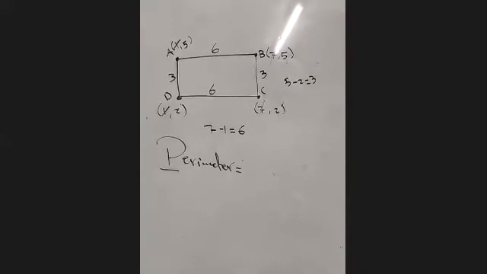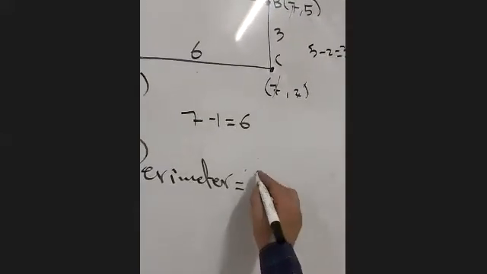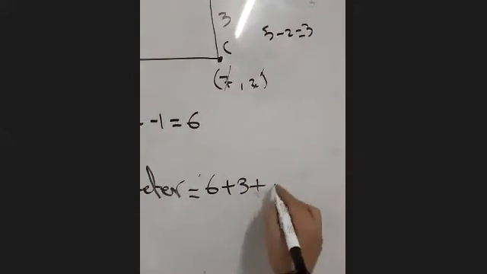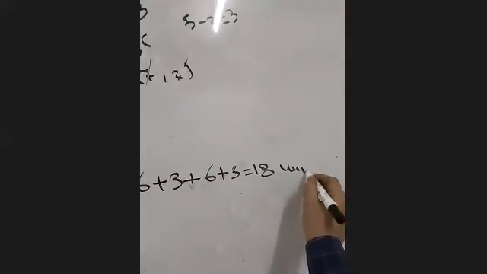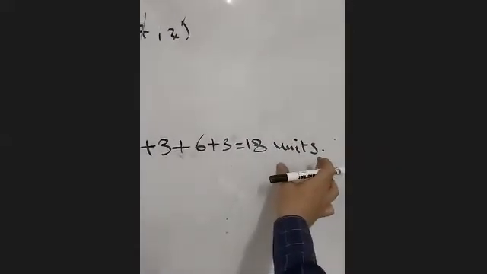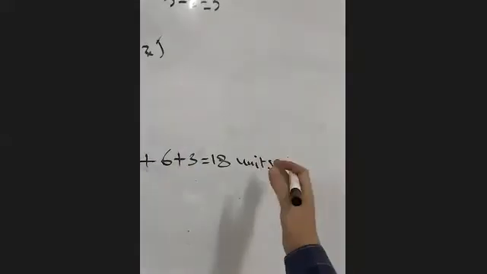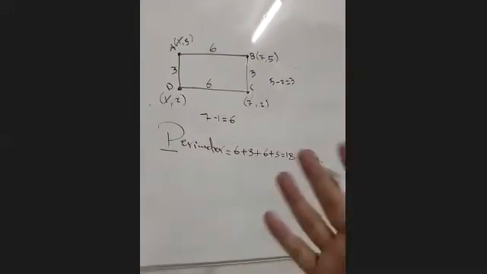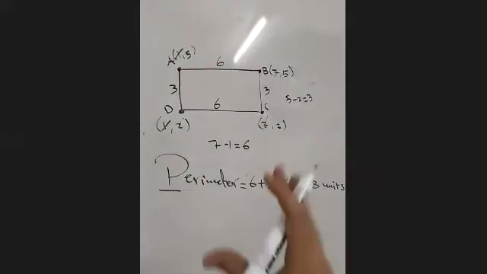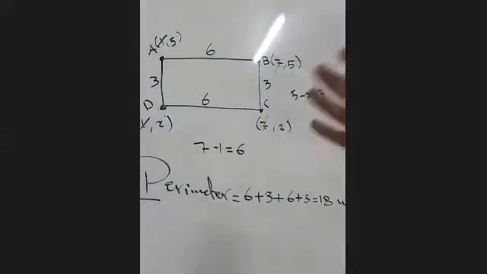6 plus 3, 6 plus 6, 3 plus 3 equals exactly 18 units. If it is centimeter, we write centimeter, meter, units in general. So how do we find the perimeter, guys, for a polygon in the coordinate plane?